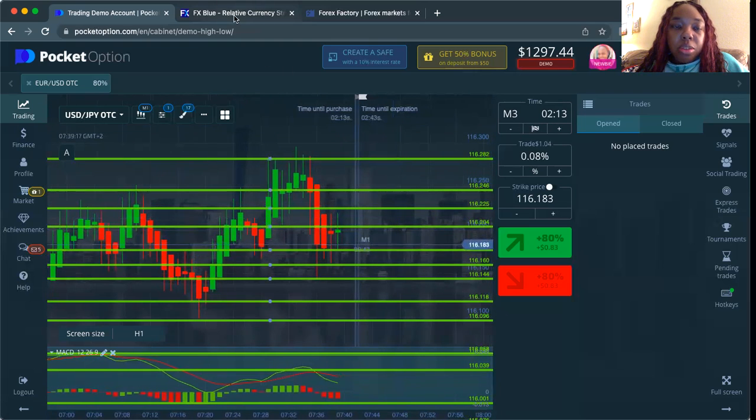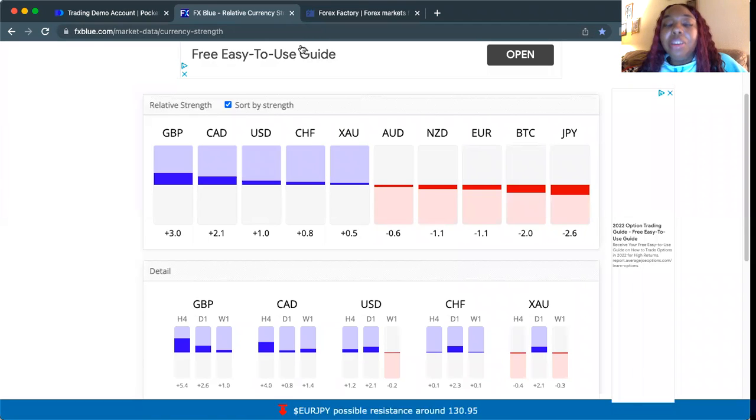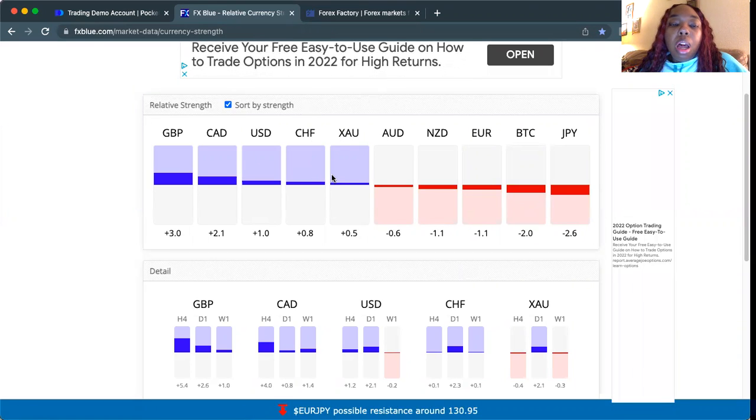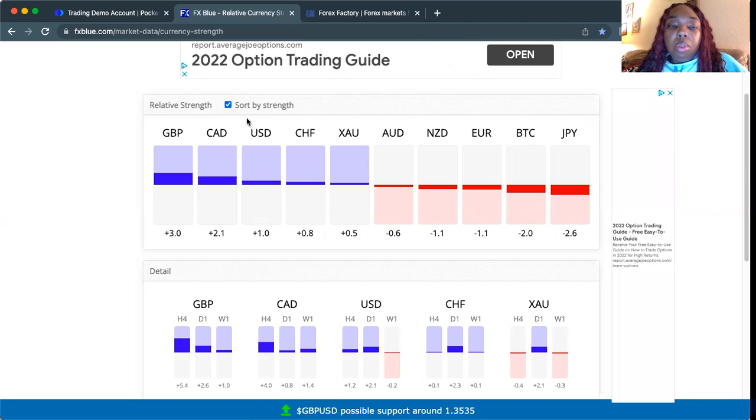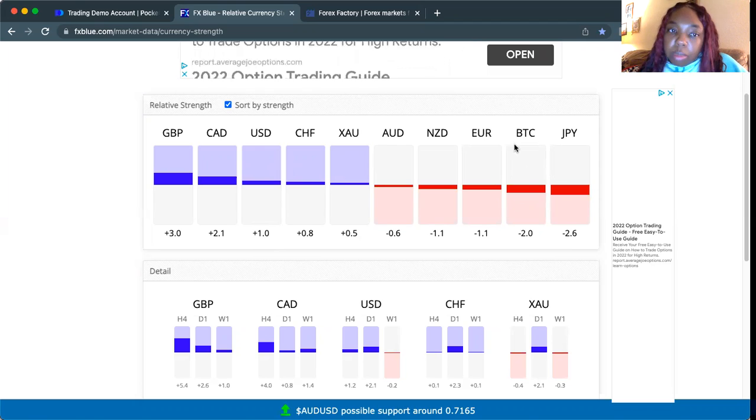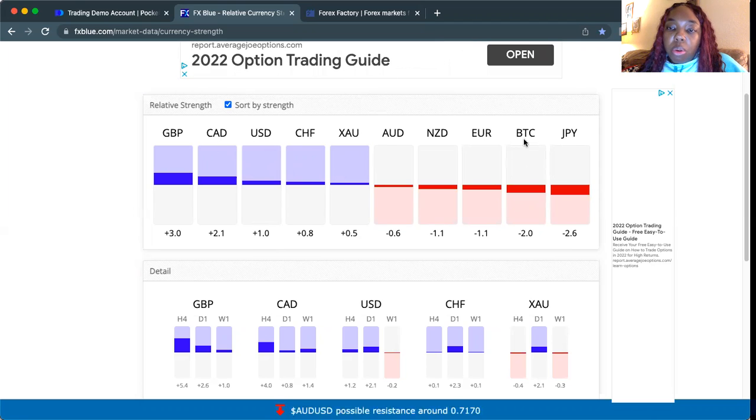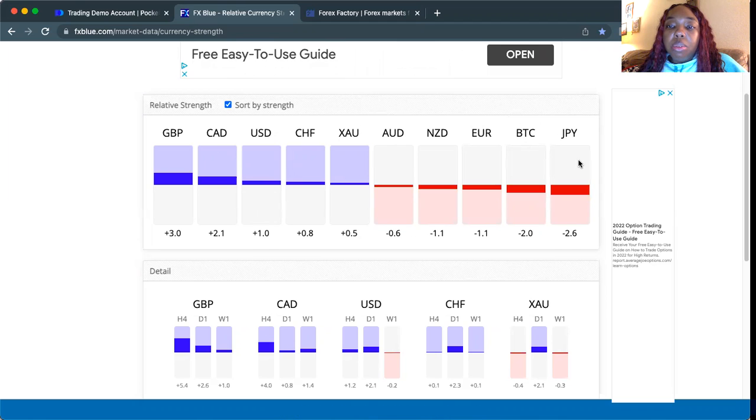Let's go back to the currency strength meter. The purpose of the currency strength meter is to see which pair is stronger, and we base that off of, you see where it says USD, since we own USD JPY. USD right now is plus 1.0 and it's in blue. JPY is at the end here, and you see it's negative 2.6. So what does that tell me? That tells me that USD is stronger than JPY. So we're going to be looking for buys. Why? Because the USD is stronger than JPY, so we're looking for buys.